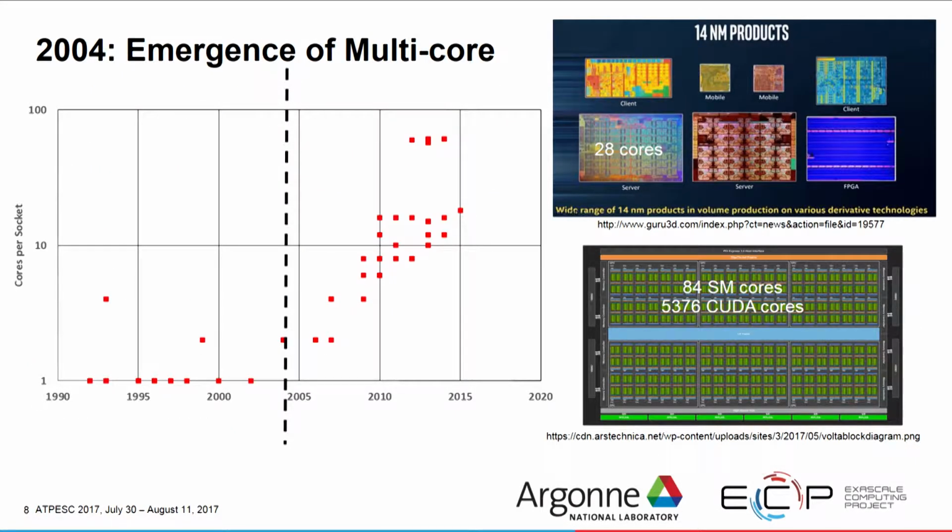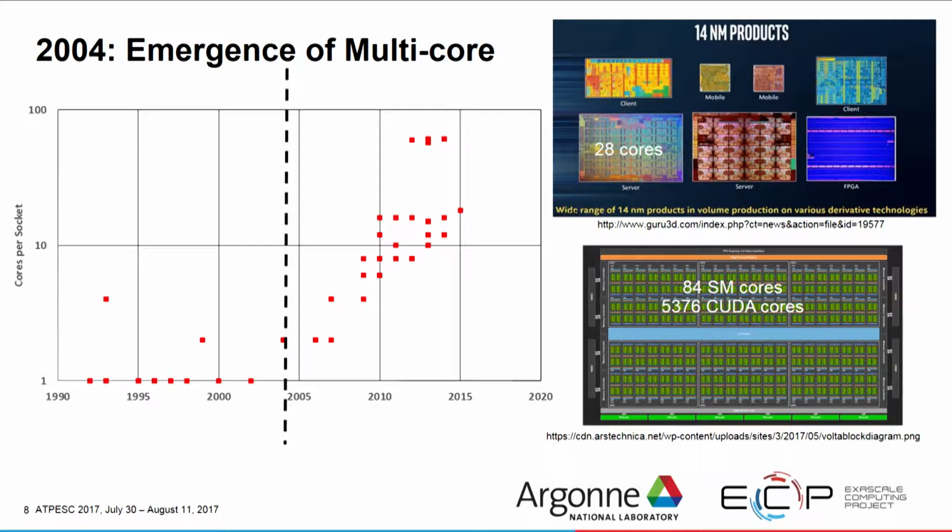So in 2004, the architectural trick was the emergence of multi-core, and this is just a chart of the number of cores on a typical socket in a top 10 supercomputer over the years. And you can see we were just about at 1 until 2004, and then there's, this is a logarithmic graph, so this is a huge, almost 2-order magnitude increase. And today, this is a recent Intel part with 28 cores on it, a 14 nanometer part, and this is the newest NVIDIA GPU.